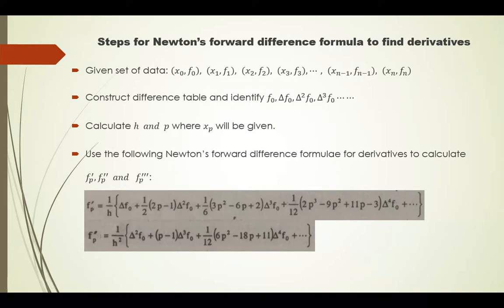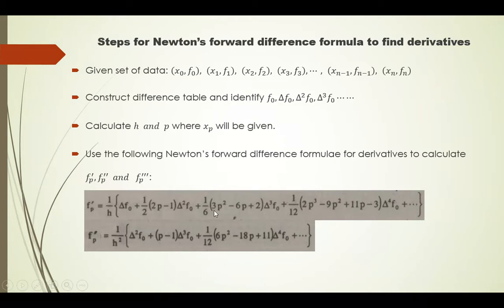There is no p here, so that will become 0. Derivative of delta f naught is 0, and derivative of 2p is 2 into 1, so that is 2. Derivative of 1 is 0, so 2 is here. Cancelling 2 and 2, we will get plus delta square f naught, which is this one.